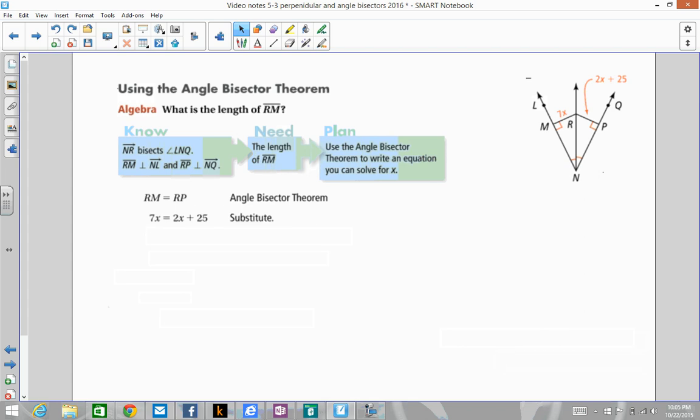And so then when we solve this, that would be 7x equals 2x plus 5. We solve that, we get 5x equals 25. X is equal to 5. But again, we wanted to know RM, so we go back and plug it back in. So RM is equal to 7x. So 7x times 5 is 35. So we know the length of RM is 35. And RP would also be 35. And that's how we use the angle bisector theorem.